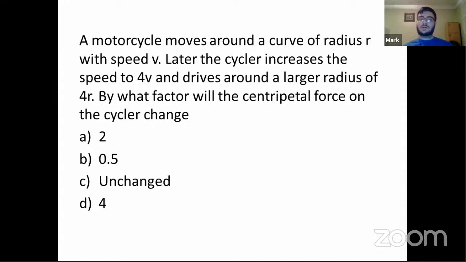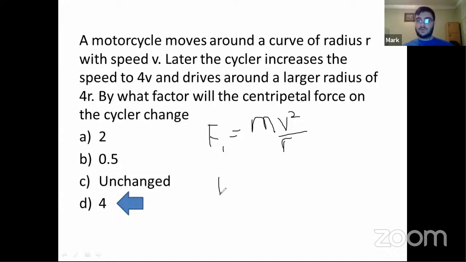This question, I don't want to spend too much time on it because we were already going over, so I'm just going to skip it. Motorcycle, and I'll go over it together. A motorcycle moves around a curve of radius r with speed v. Later, the cyclist increases the speed to 4v and drives around a larger radius of 4r. By what factor does the centripetal force on the cyclist change? The answer is 4. We can see because we know that F equals mv squared over r.